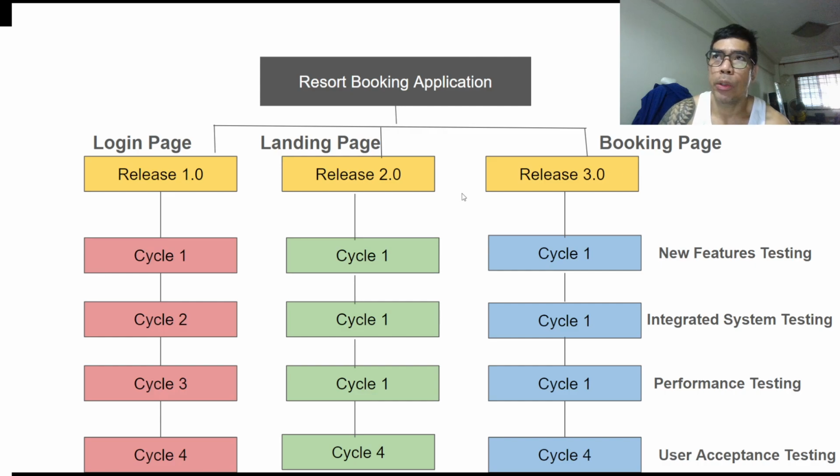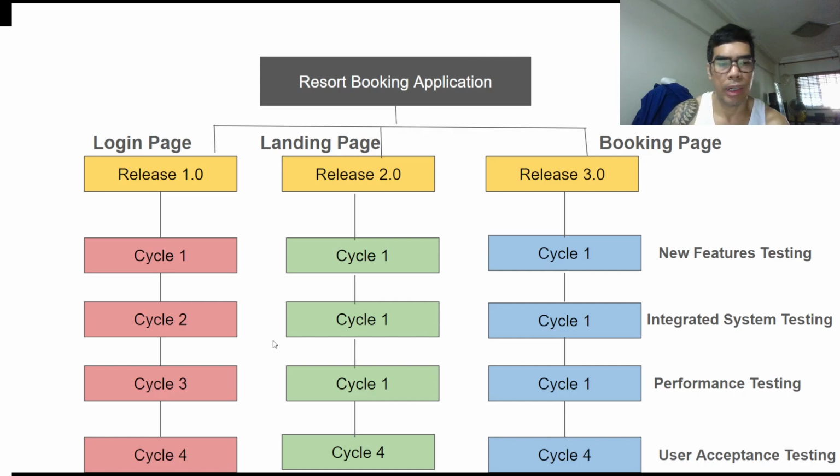The QA team will create a cycle for each release. Since it's a new development, everything will be a new feature. They will also have integrated system testing, performance testing, regression testing, and user acceptance testing, the UAT. They will list down all of the cycles for each release. So how do we do this?